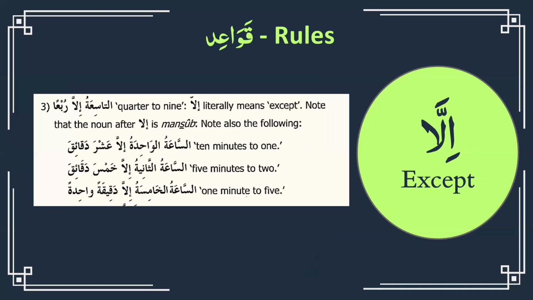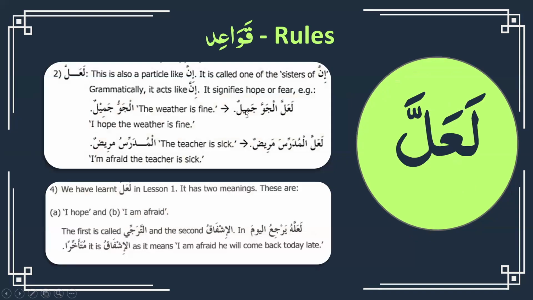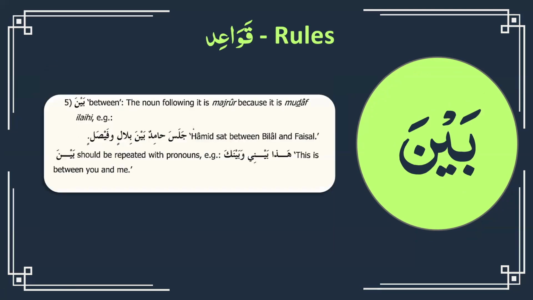We already learned this as well last time. Illa means except. So just keep that in mind. It will come into your exercises today also. La'alla, we also learned this as well. La'alla will mean I hope or I am afraid, depending on how you're using this in the sentence. Baina means between, and bainahuma, we learned this in the vocabulary. Bainahuma means between them.